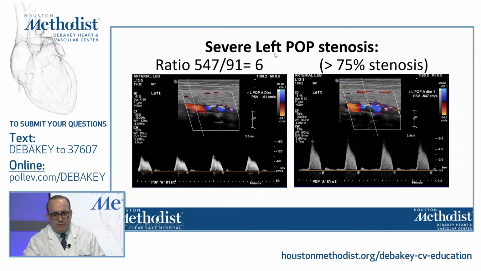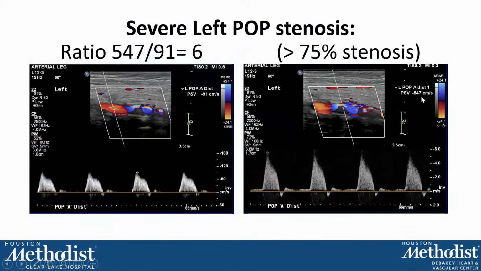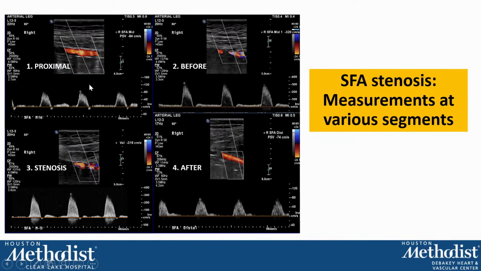Here there's a severe left popliteal artery stenosis. You see that significant stenosis there. Velocity is 547. In the more proximal segment, you see a little bit of a high resistance waveform as it's hitting the area of stenosis. That's why you lose the diastolic low resistance component, and you have a more than 75% stenosis, as the ratio is 6. Again, this is a proximal SFA.